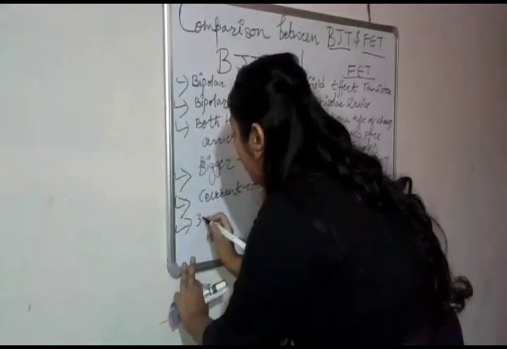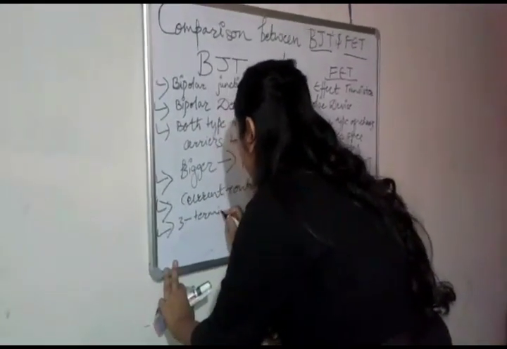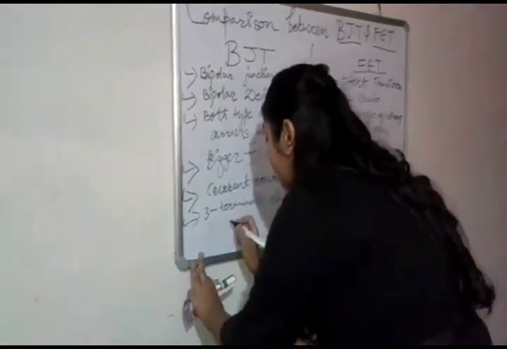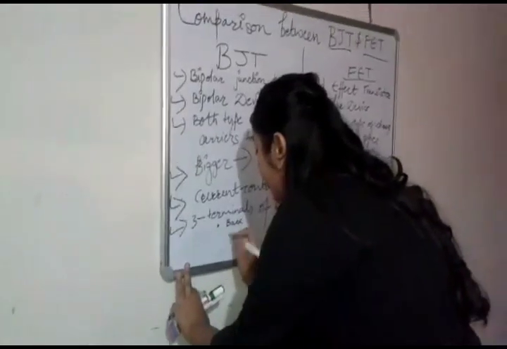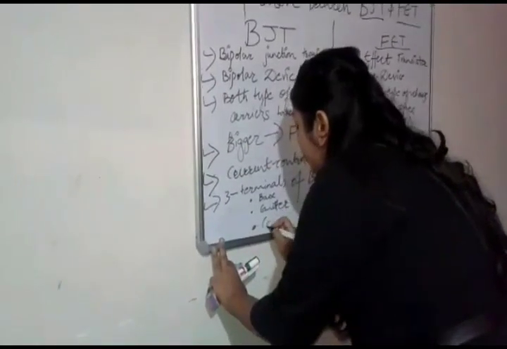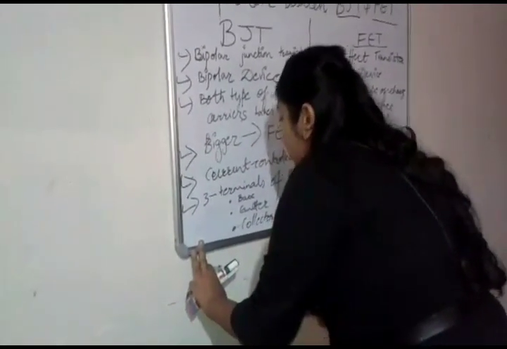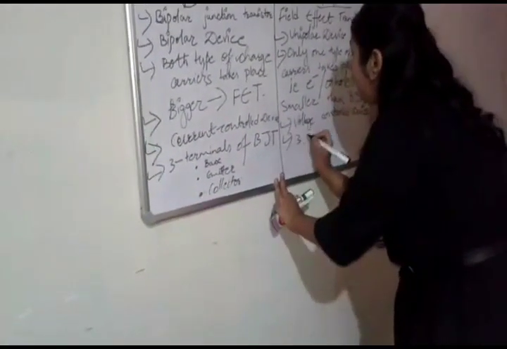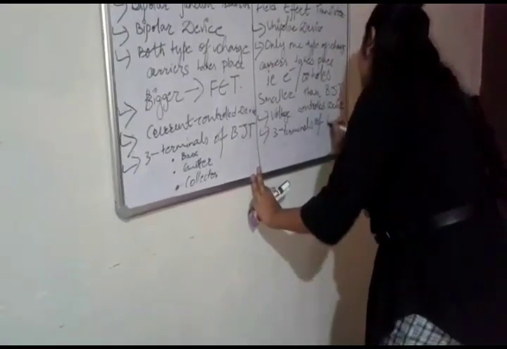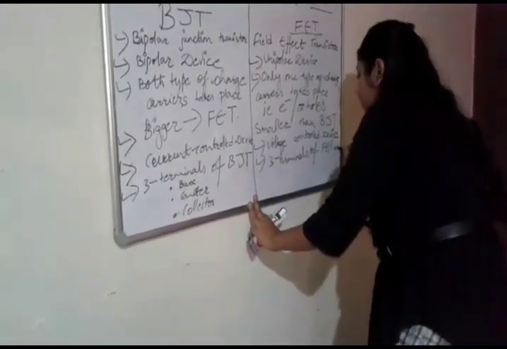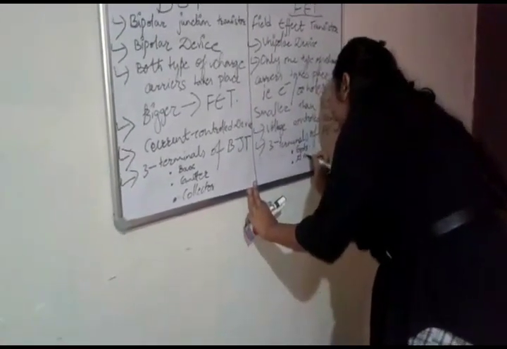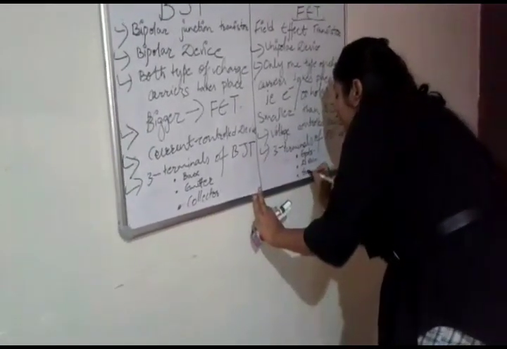The three terminals of BJT are base, emitter and collector, and the three terminals of FET are gate, drain and source.